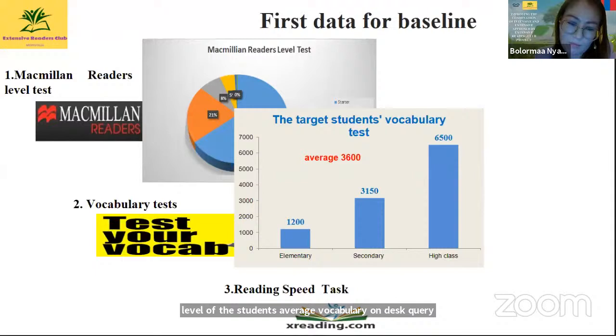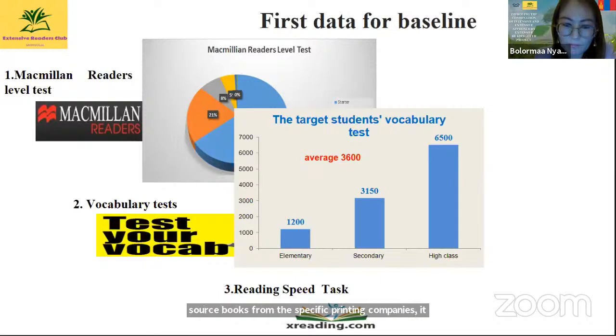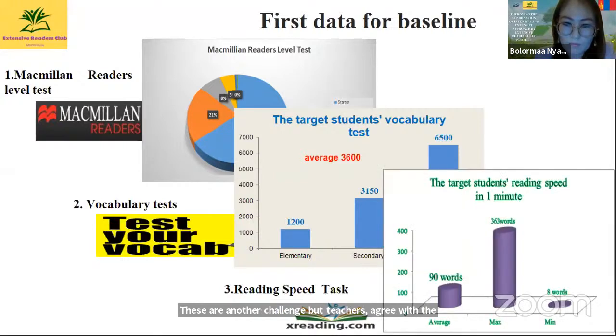The third measurement was a reading speed task. The third week's task was an assignment on certain books from specific printing companies: 84 books from Macmillan, to define the reader's reading speed, with the requirement of taking a quiz. These were another challenge, but teachers agreed with the tasks because in the future, the tasks will be more familiar and common for students who keep tracking their reading habits with the virtual library.